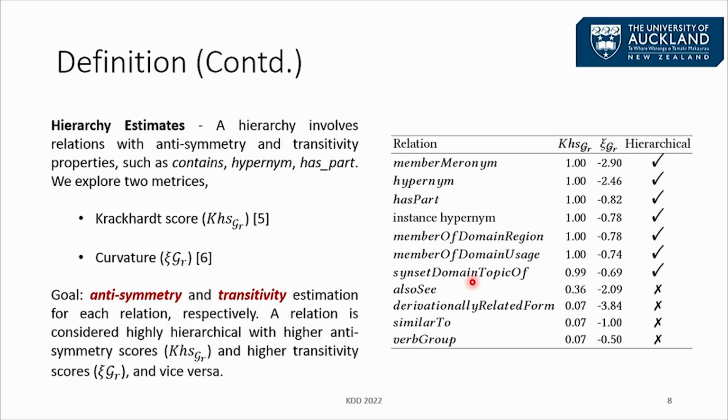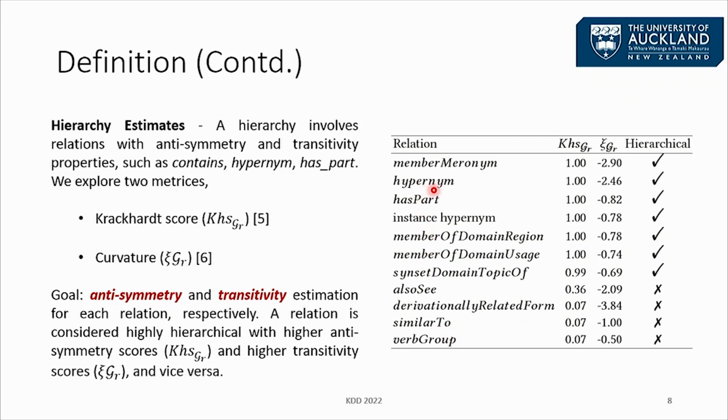So we wanted to quantitatively estimate the hierarchicalness of each type of relation. In this example, we are looking at the WordNet knowledge graph, which in total consists of 11 relations. And not every relation is hierarchical. For example, similar to: if A is similar to B, that means B is similar to A. So this is not a hierarchical relation. But hypernym, for example, is a hierarchical relation.